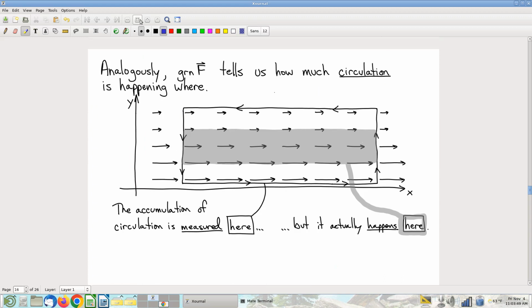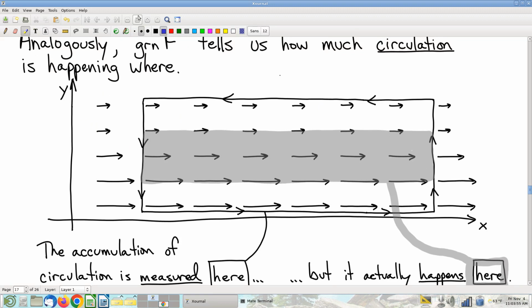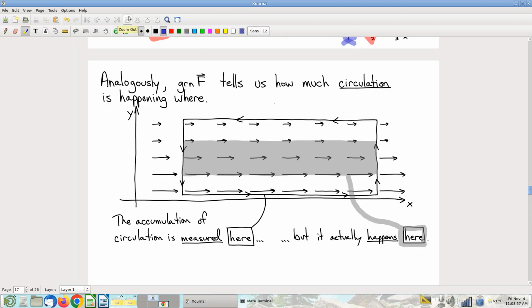So here's a nice way to sort of visualize that. Okay, we've got a vector field here, and we can talk about this circulation. Boundary circulation, oriented the correct direction and everything. Talk about that boundary circulation. We measured it on the boundary. Is that where the circulation is actually happening?